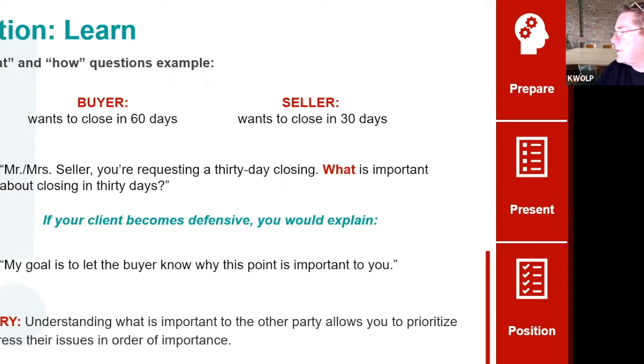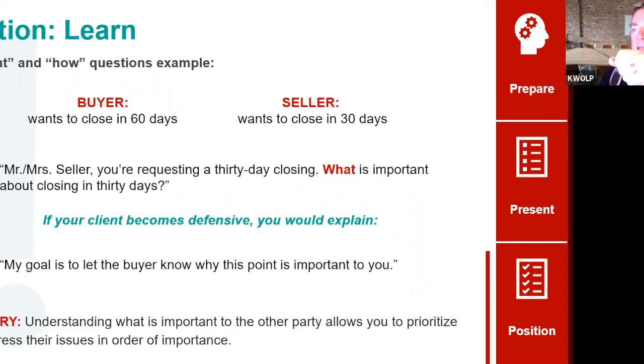Okay, so in the learn thing, the buyer wants to close in 60 days. The seller wants to close in 30 days. So if you're requesting a 30-day closing, what's important about that 30 days? You're just going to have to ask that question. And sometimes we're going through the agent to the seller to come back. What is it about the 30 days that's critically important? Because if there's a way we can make it work and it's going to be a benefit to the client to do that, then we'll look at it, right?